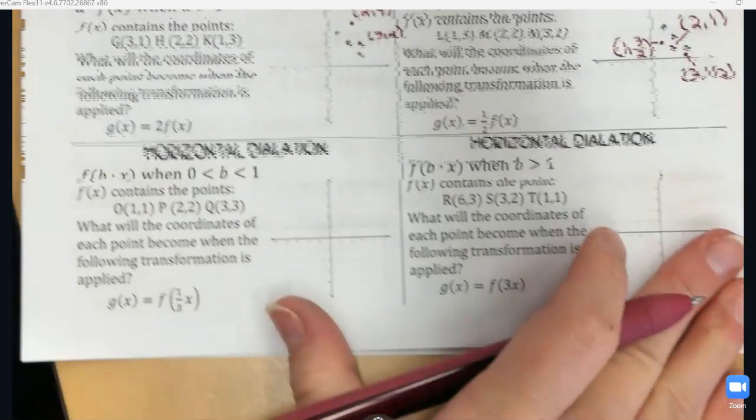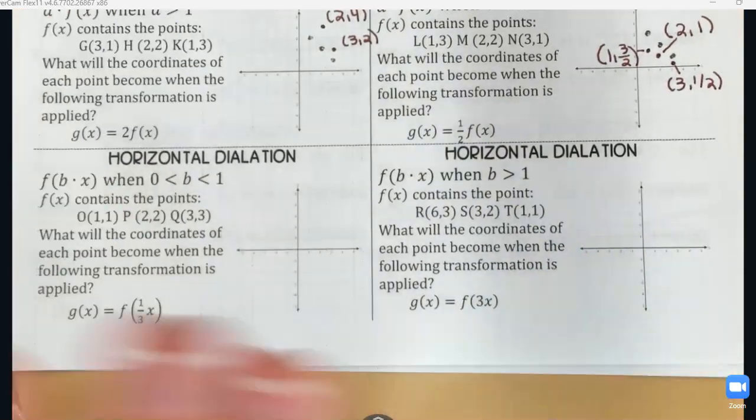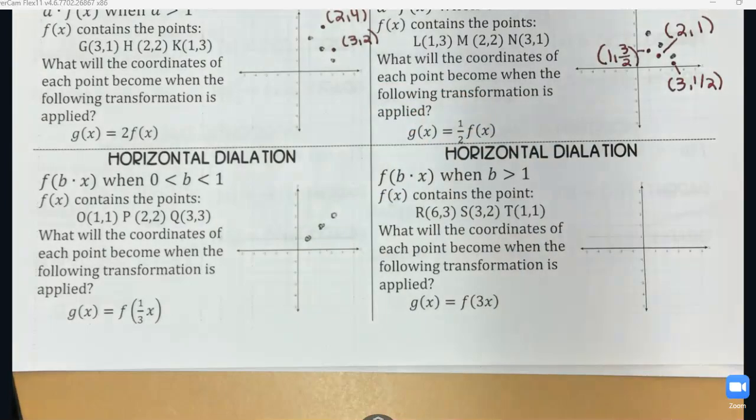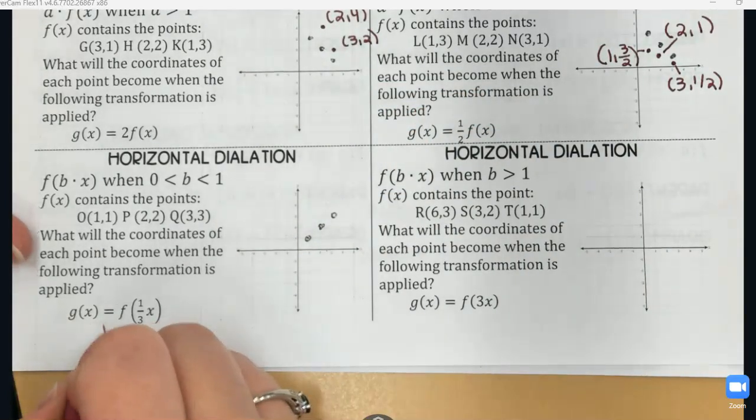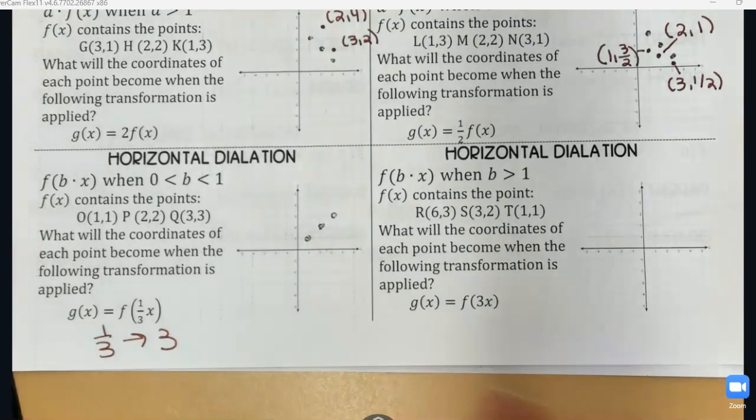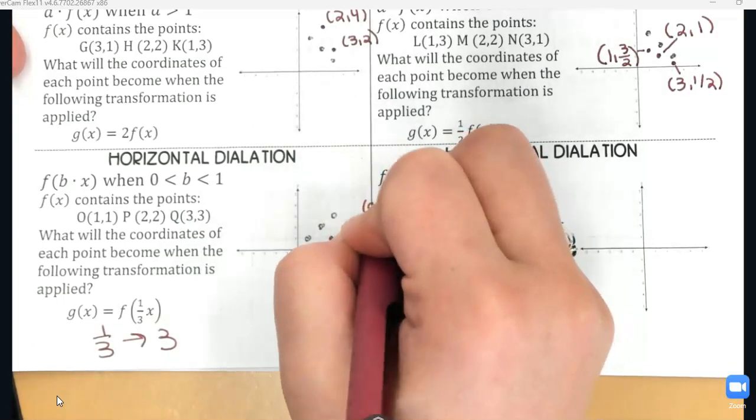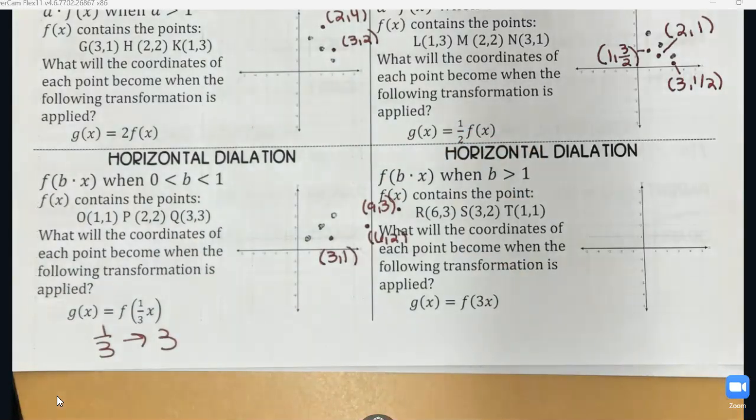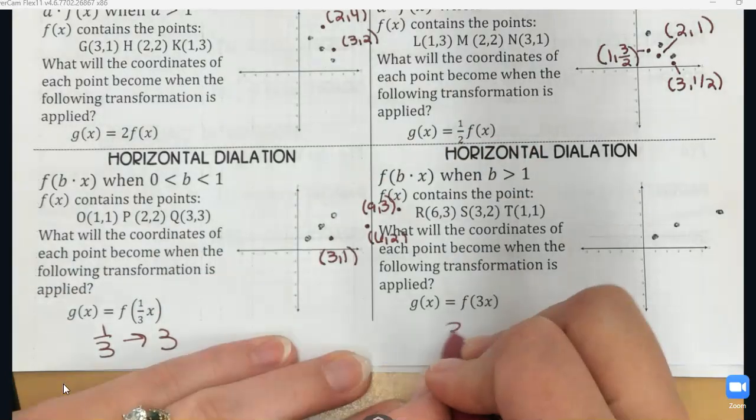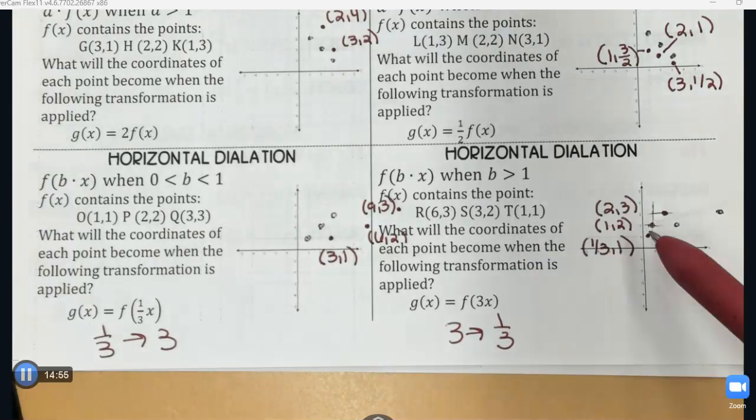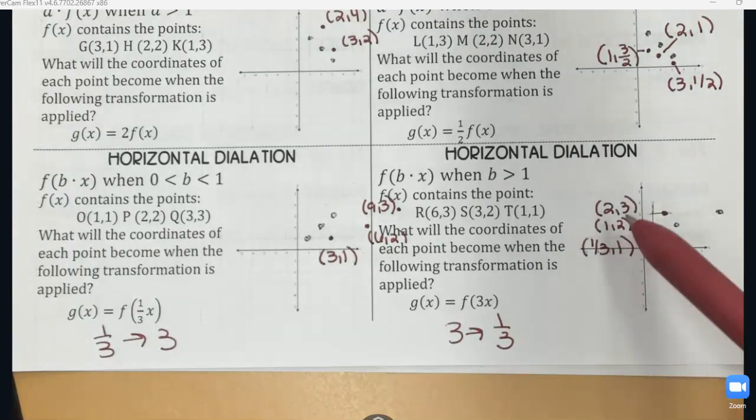Okay, last but not least, horizontal, same story. If I am starting with 3 points, remember I'm doing the reciprocal here, so I'm going to triple each one. Quickly ran out of room here. And then last but not least, I have 3 more points. Reciprocal here tells me to divide each x-coordinate by 3. These are my 3 new points with my 3 new coordinates.